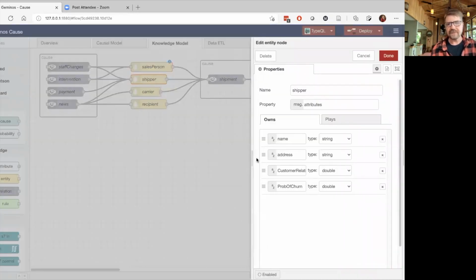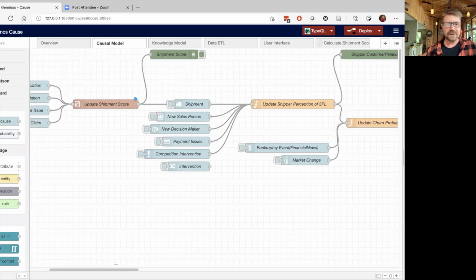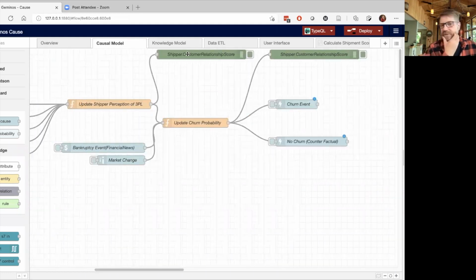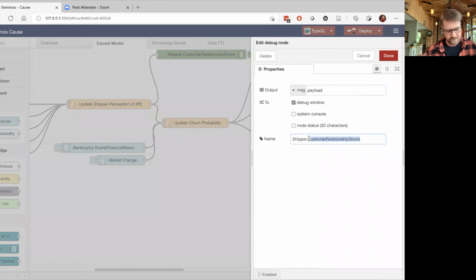So each one of these entities, shipper, has a name, address, customer relationship score. Where does this customer relationship score come from? Well, this is what the causal model generates. The causal model is going to generate an event, whether this person leaves or not, but one of the internal calculations is the customer relationship score and the probability of churn. So those things should come out. If you look here at my causal model, coming out of my update, the shipment perception of the 3PL, there's a shipment relationship score coming out. This is getting written to that entity at a specific time, so we might have an array inside that entity of time and the score at each point in time. And then the churn probability, this should actually say shipper churn probability. You can name these whatever you want.